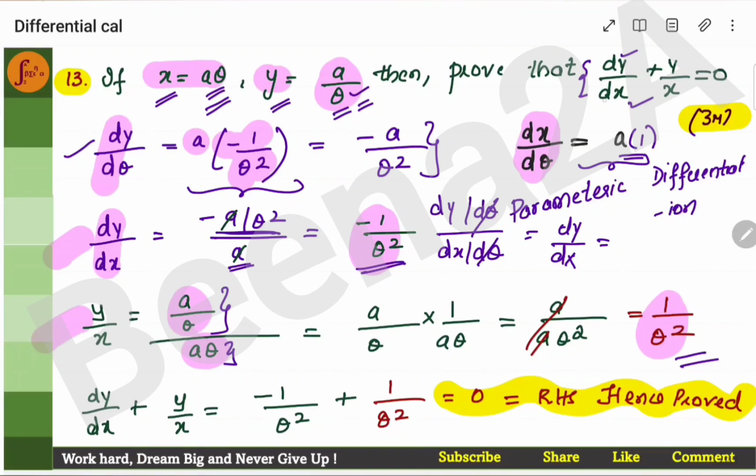Now you have to take this expression dy by dx plus y by x. What is dy by dx? Minus 1 by theta square. What is y by x? 1 by theta square. Right? When you add, it's going to become 0. Minus 1 plus 1 is going to become 0. Therefore, it's proved.